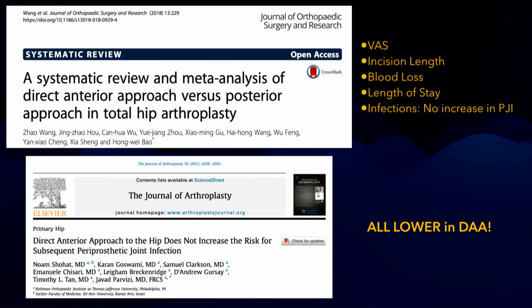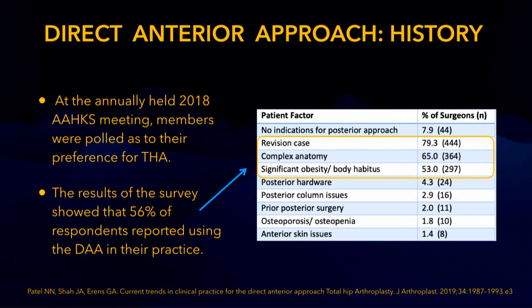Another couple of systematic reviews spoke about the VAS, incision length, blood loss, length of stay, and importantly, the infections. They were not more than with conventional approaches to hip replacement surgery. In fact, they were all lower in the direct anterior approach to hip replacement surgery.